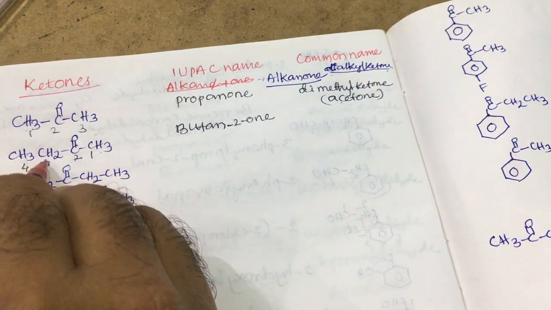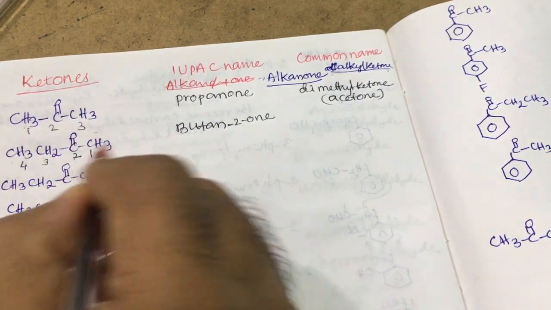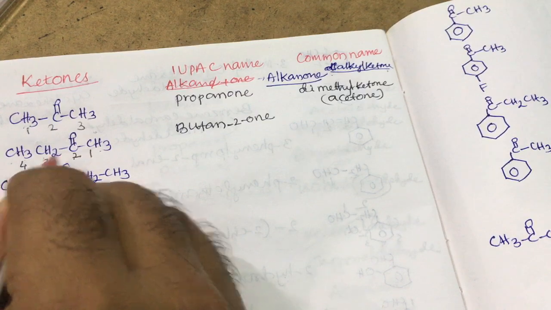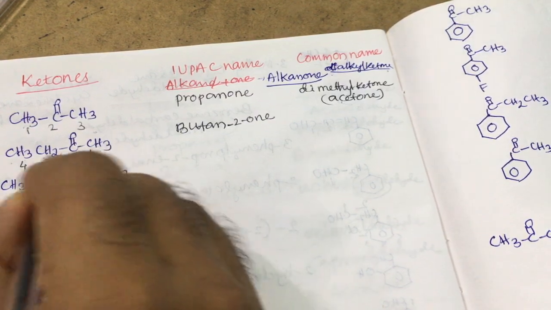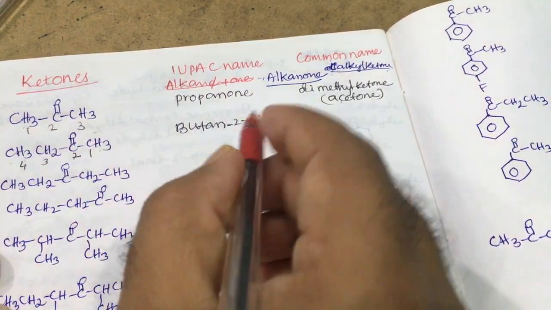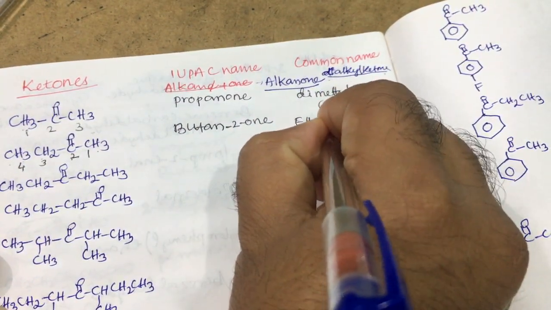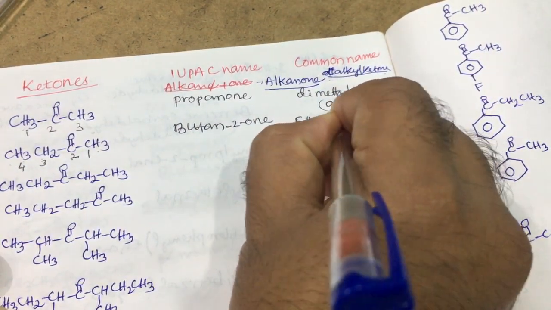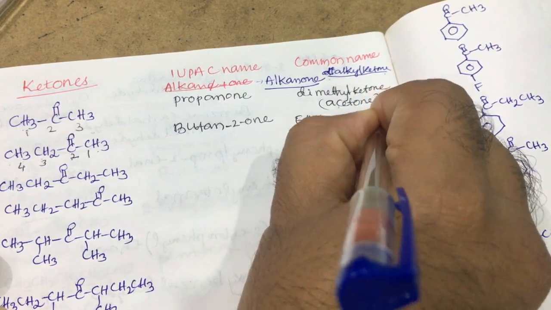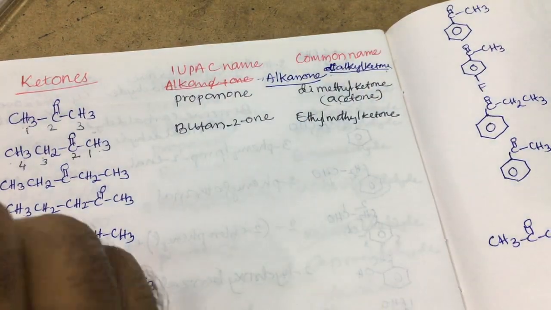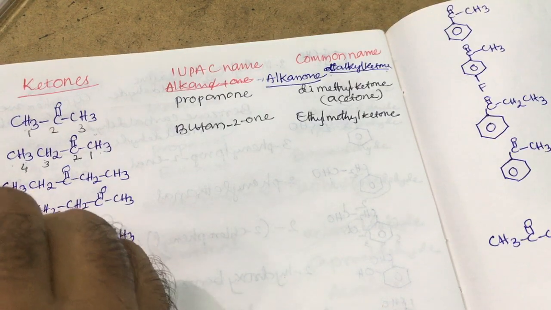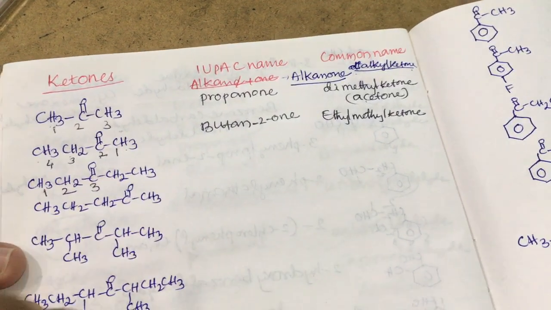Next, now it is unsymmetrical. On one side there is methyl, on the other side ethyl. Alphabetical order: ethyl means E starts first, methyl means M. So E will be first, then M. Therefore, it is called ethyl methyl ketone.